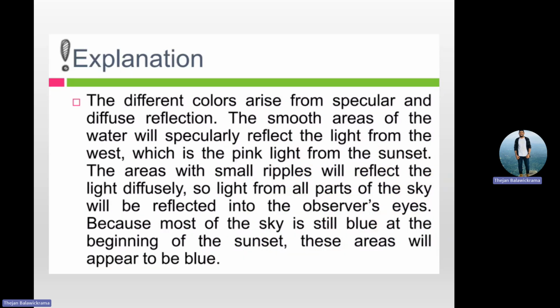So the explanation is given. The different colors arise from specular and diffuse reflection. The smooth areas of the water specularly reflect the light from the west.